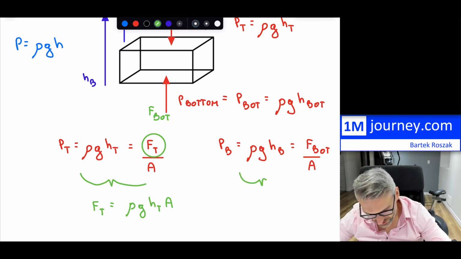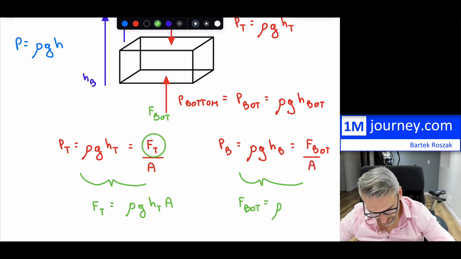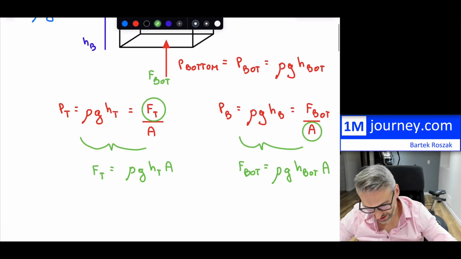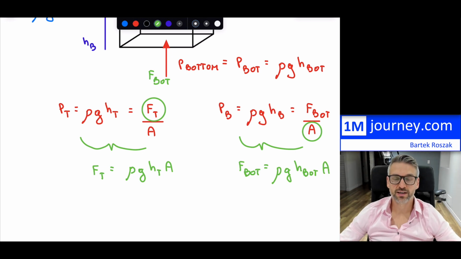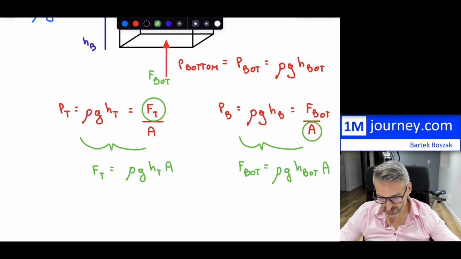Now, on the other side, my force at the bottom would be equal to, again, my density, my G, my H, and this is BOT, I'll write that, and then multiplied by A, because I would have been multiplying both. So far they look very much the same, and the only difference really is the height or the depth that you have been submerged from the top to the bottom. So those are the two forces.